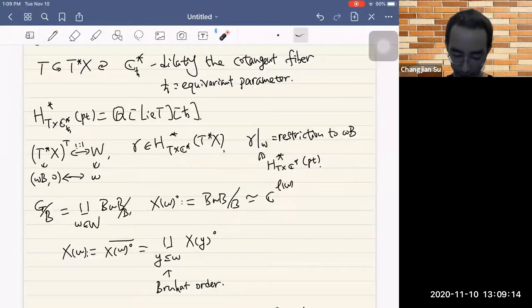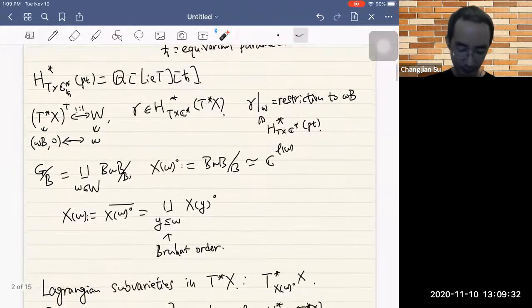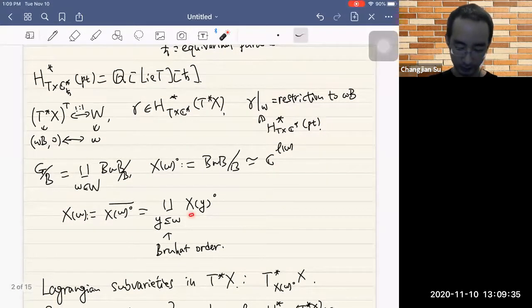This is isomorphic to an affine space, and the dimension of that affine space is just given by the length of the corresponding element in the Weyl group. Okay, so this is all well known. And then I use X_w to denote the closure of this Schubert cell. This will be the disjoint union of the Schubert cells over y, where y runs over the elements in the Weyl group such that y is smaller or equal than w. This order is just the usual Bruhat order.